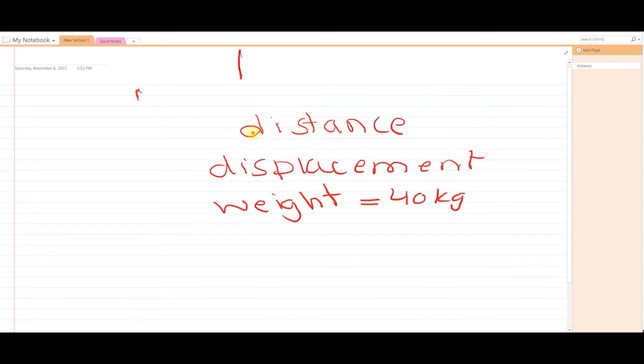So in distance also we have these concepts. Distance is the travel path from point A to point B. But displacement is the shortest way from point A to point B. It means that in displacement we need to mention its direction.